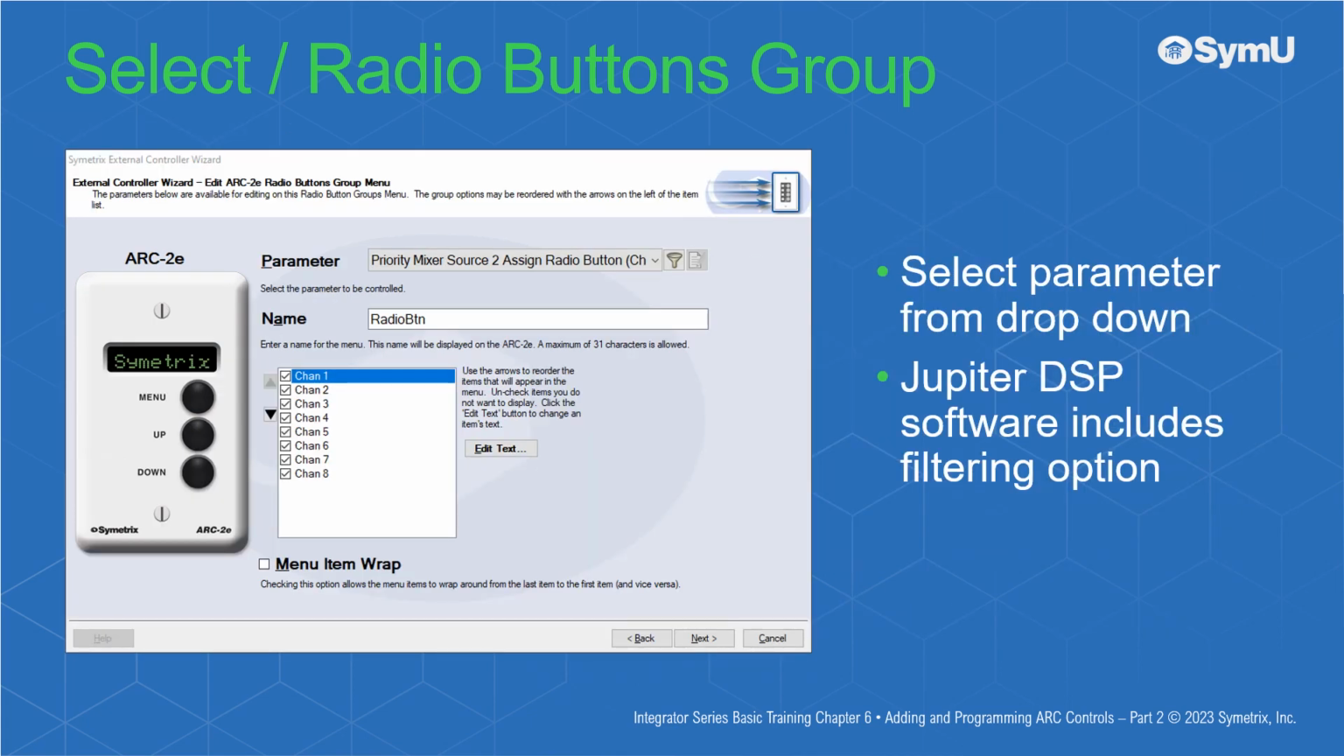For a radio button group menu, select a parameter you wish to control from the drop-down menu. To narrow the list of parameters down to a certain processing stage of the Jupiter app, click on the Filter menu to the right of the parameter drop-down list. Reorder and/or rename the items in your menu.